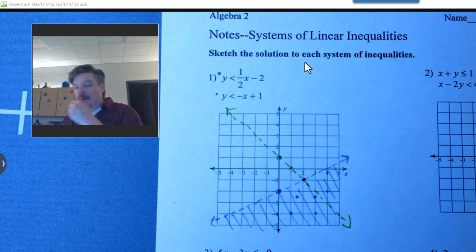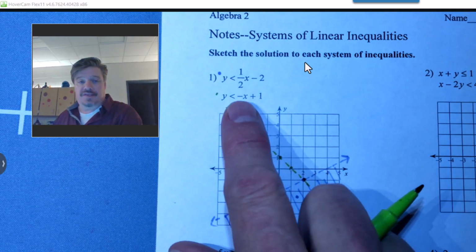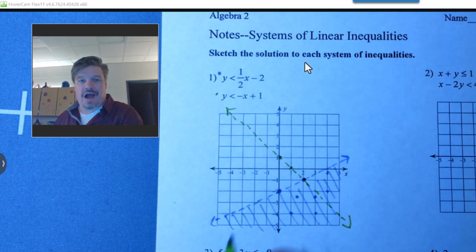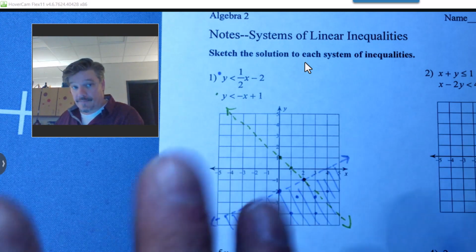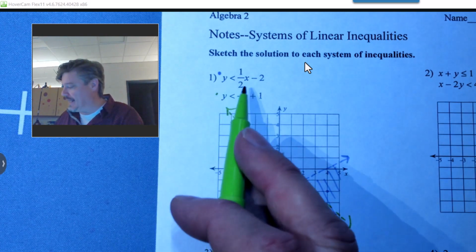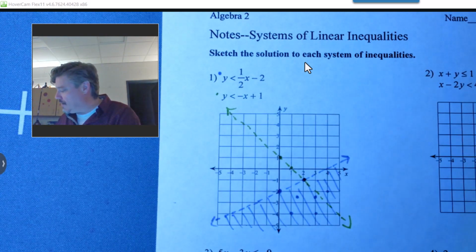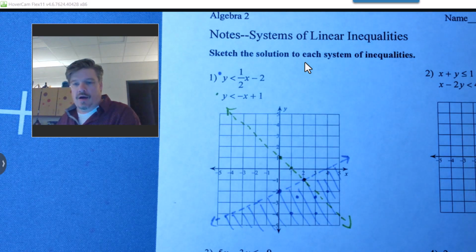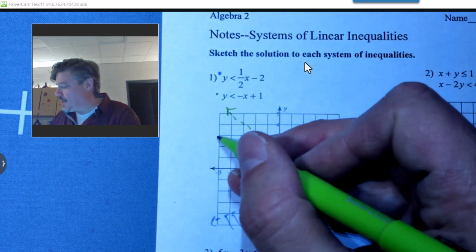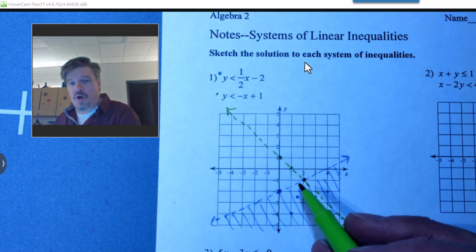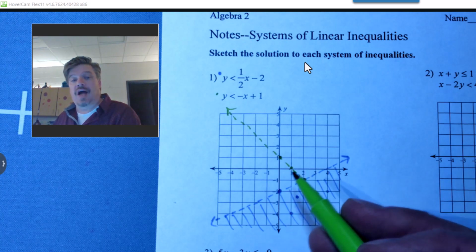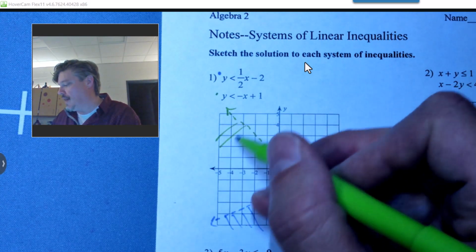Okay. Now, this one again was in slope-intercept form, so it's perfectly ready to go. I'm going to shade below the line because that is less than. This one over here, I might shade a greater than. So it just depends. I'm shading below the line because I want to know where I would be if I was under the staircase. This is below the line here.